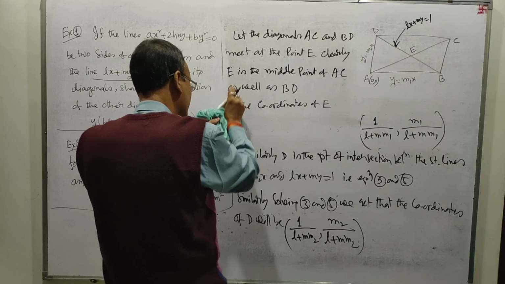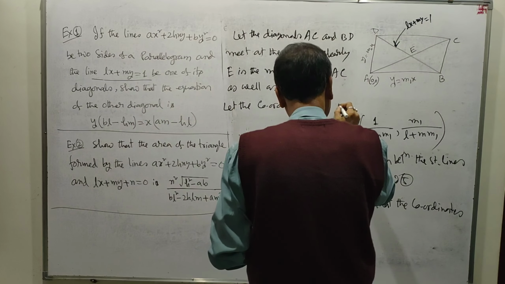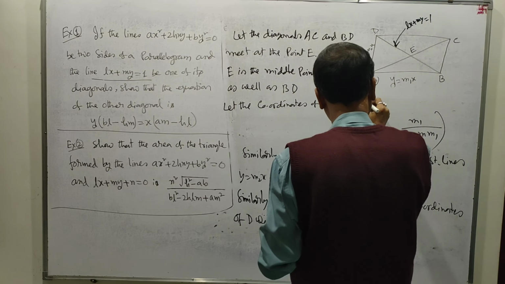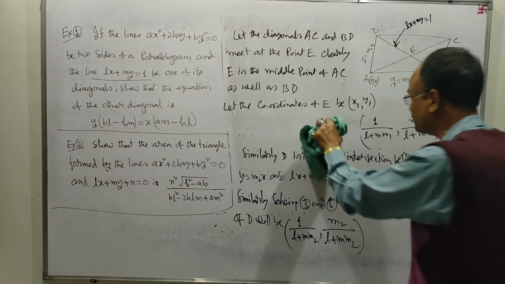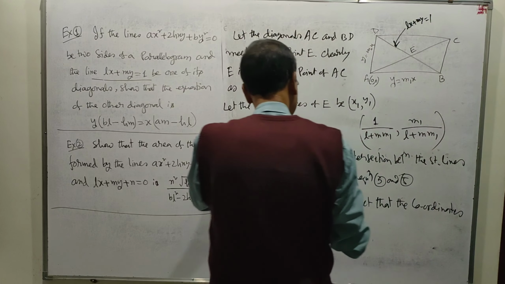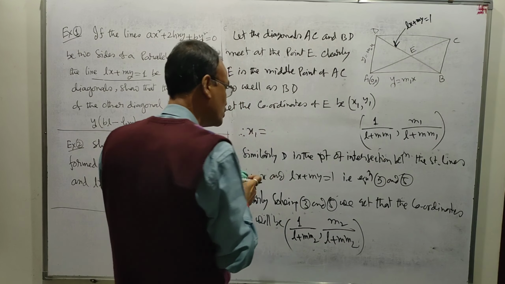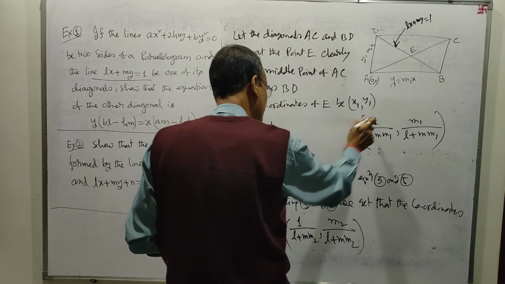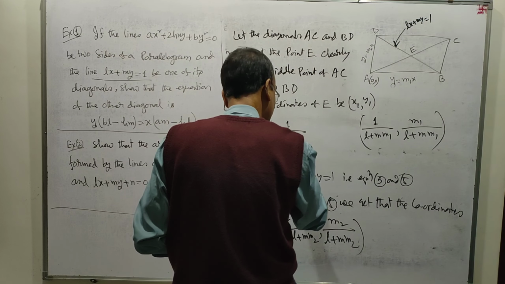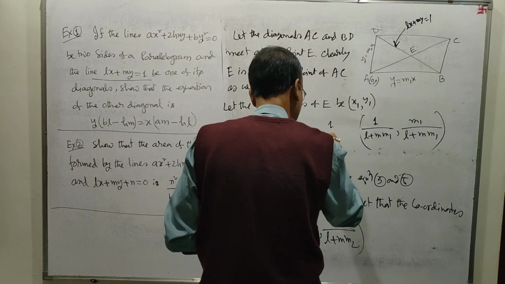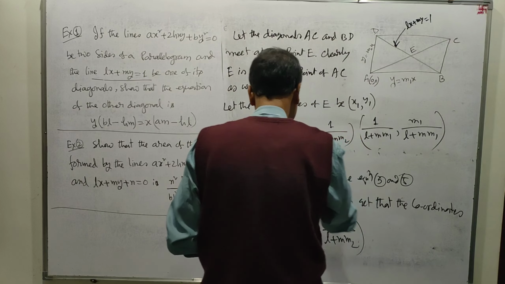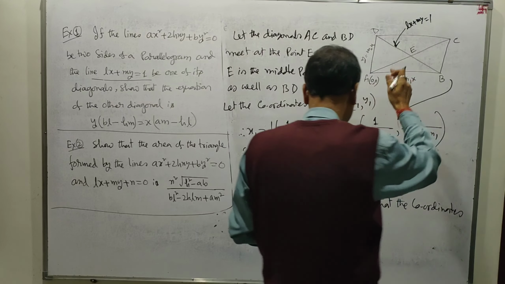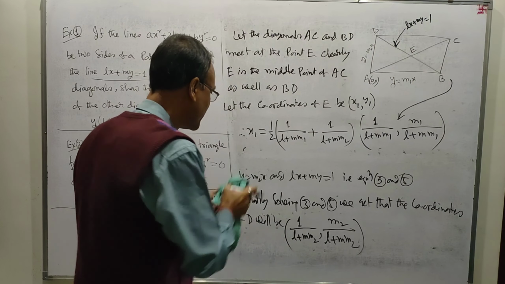Now suppose, let the coordinates of E be x1, y1. Therefore, x1 will be equal to half into 1 by L plus mm1 plus 1 by L plus mm2. The coordinates of B is this, the coordinates of D is this. Therefore, it will be like this.